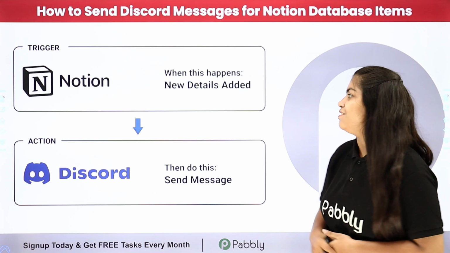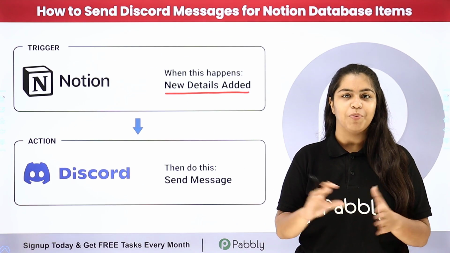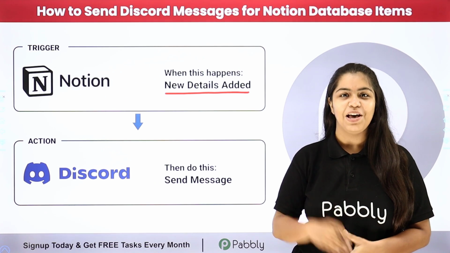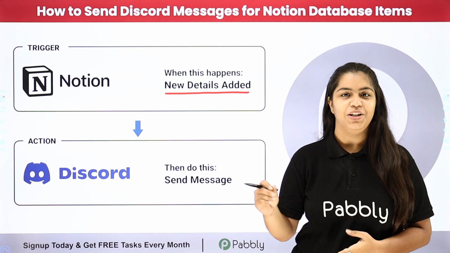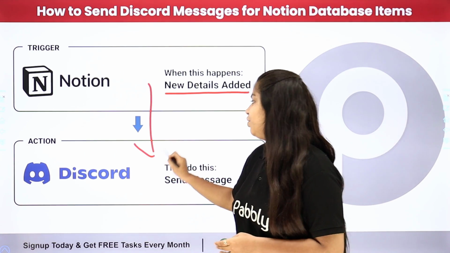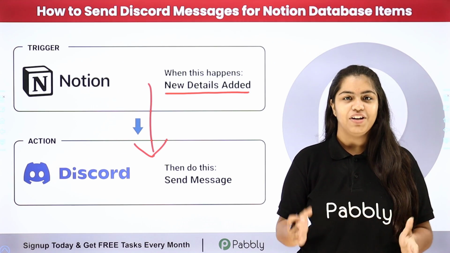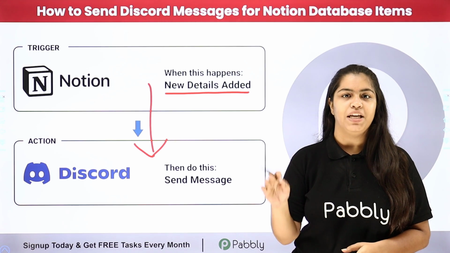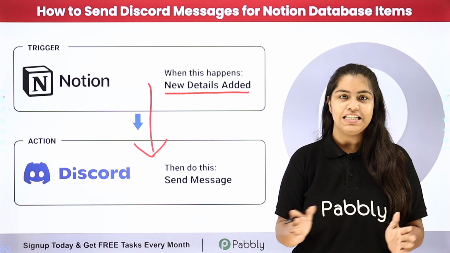And now I want that as soon as the new details are added in the Notion, that is as soon as the new bug report is added in my Notion database, automatically my team on Discord should be notified that we have to resolve a new bug. So to do this, we are going to create a connection between Notion and Discord. To create this connection without knowing any programming or coding language, we are going to use Pabbly Connect. It is an amazing automation software. So I'm going to do all of this because I want to keep my team updated.